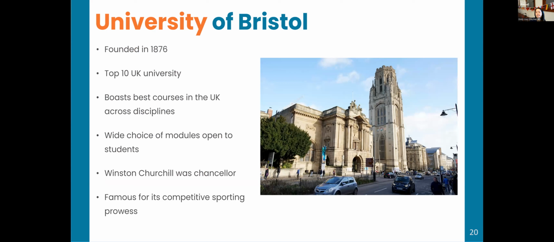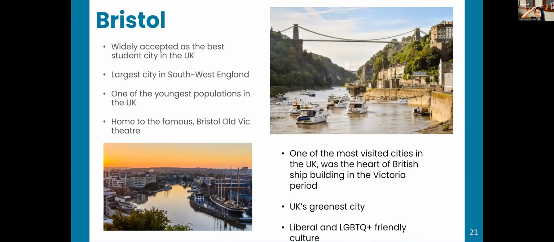But in particular, it's really famous and known for sports. And so if you're athletic and if you like athletics, this might be a good choice for you. And then Bristol itself is really student friendly. It does have a small town feel, but not as small as some of the other universities I'm going to highlight in just a minute. But it's kind of like that in between middle and small. It's UK's greenest city, so that's something to keep in mind. I also highly recommend Bristol if you want to be in a place that is liberal and LGBTQ friendly.